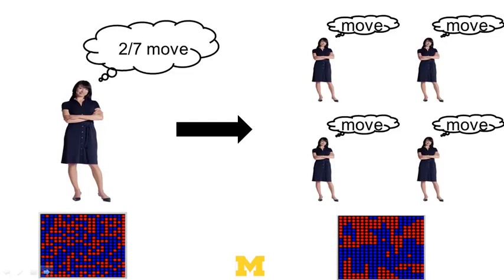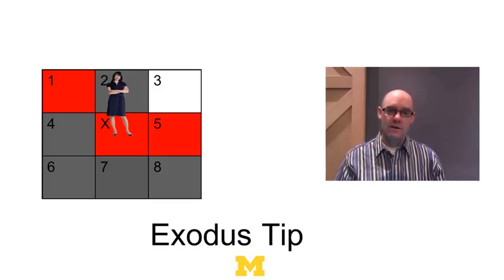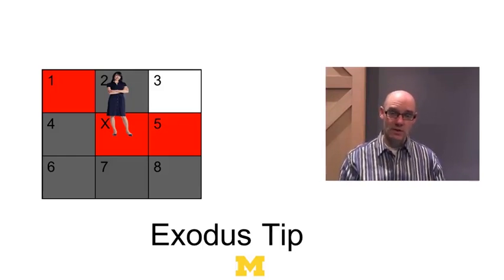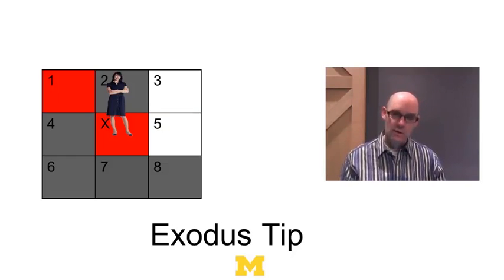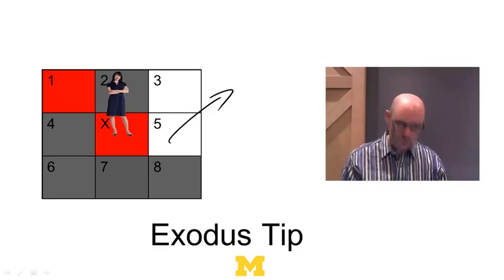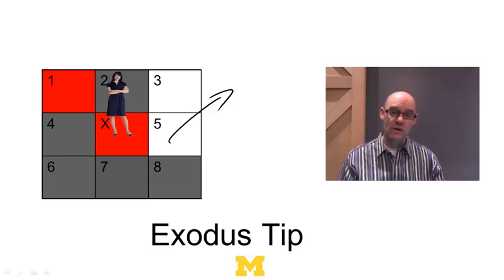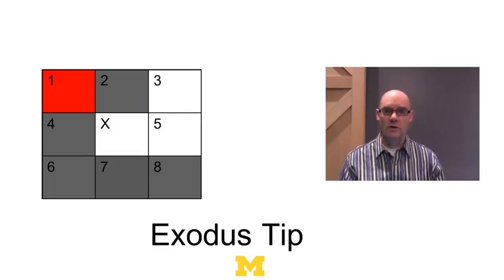Well, when she moves, she can cause other people to move. So let's look at this person here who's sitting in a neighborhood where 2 of her 7 neighbors are like her. Now let's suppose that she's happy with that. She's cool with that. She's going to stay with 2 of her 7 neighbors being just like her. But what happens is this person leaves. Person number 5 leaves the system, moves someplace else because that person didn't have enough neighbors like her to feel comfortable. But when that person leaves, that's going to cause her to leave. So that's an exodus tip. One person leaves, causing another person to leave.